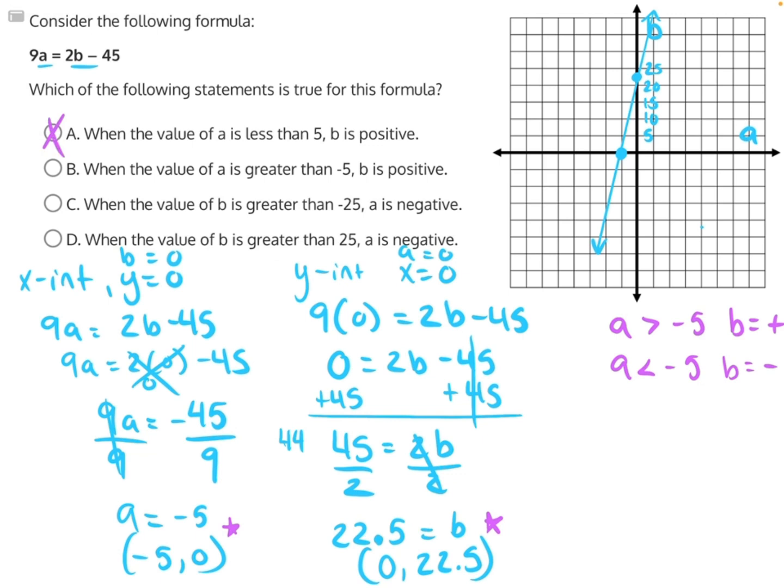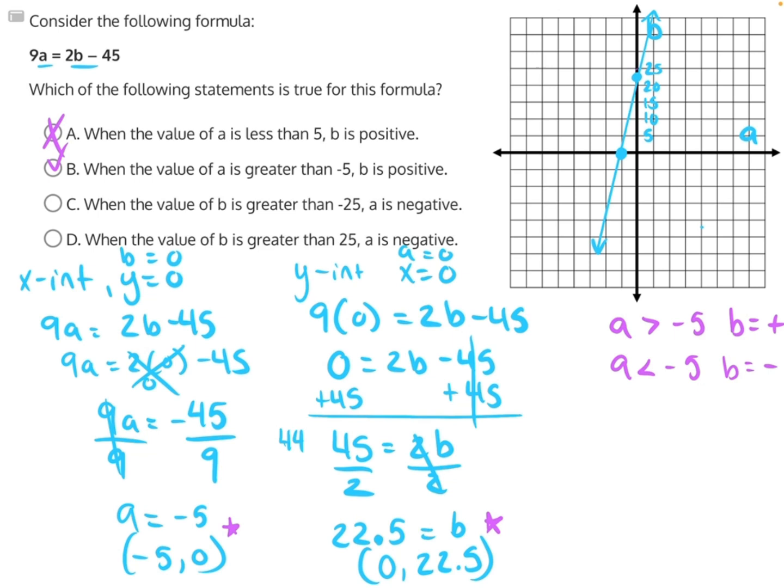B, when the value of A is greater than negative 5, right here, B is positive. And this matches this statement perfectly. Everything greater than A equals negative 5 is positive in the B values. So that means answer choice B is correct. But let's take a look at why C and D are incorrect.